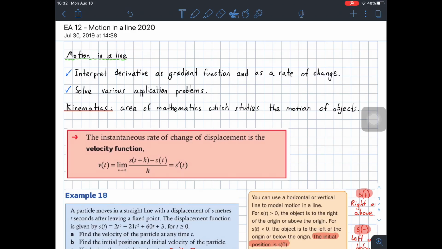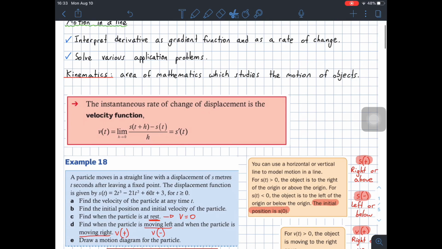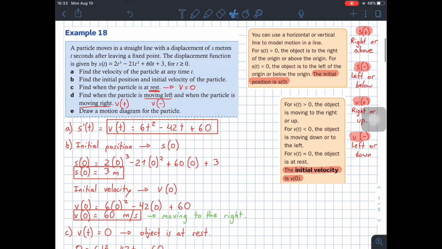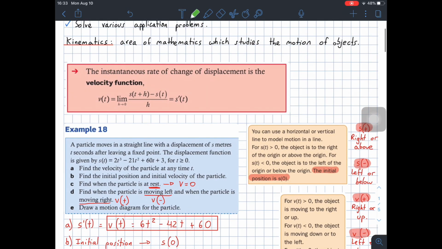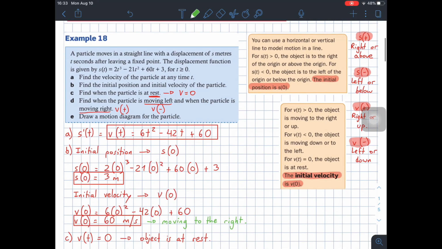Hello, seniors. Today we're going to continue with the topic we started yesterday, electronic assignment 12, motion in a line. We're going to see the second part, where we're going to involve the concept of acceleration in a real-life problem. If you remember, yesterday we saw example 18, where we discussed how the derivative of the displacement function gives us the velocity function.